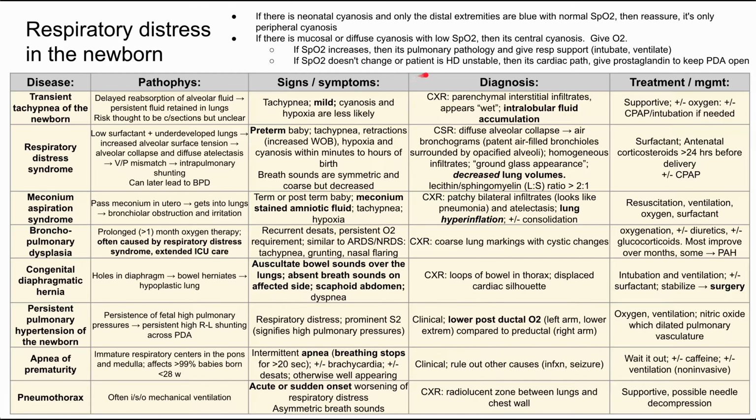Diagnosis, it's important to differentiate all these on chest x-ray, which is one of the first tests that you'll do. Babies with transient tachypnea of the newborn have parenchymal interstitial infiltrates. The chest x-ray just appears wet. It looks like there's fluid. You'll even sometimes see intralobular fluid accumulation, so kind of between the right upper and right middle lobe, you might see like a horizontal line of fluid. That's essentially the delayed reabsorption of the alveolar fluid.